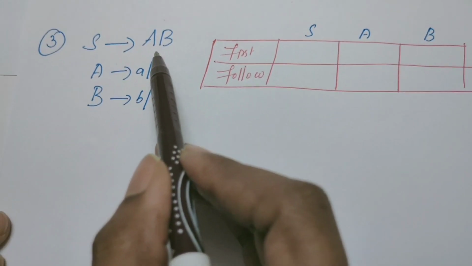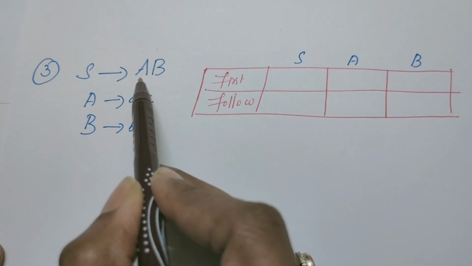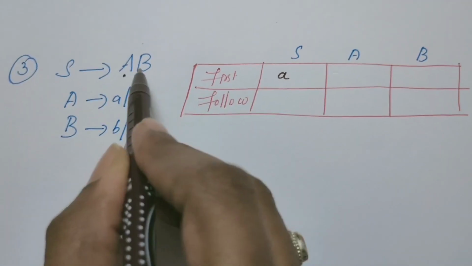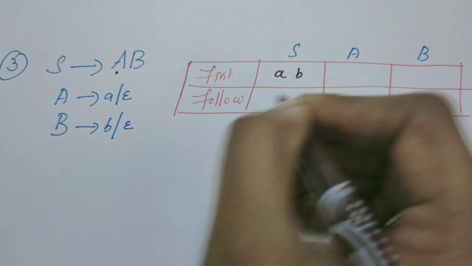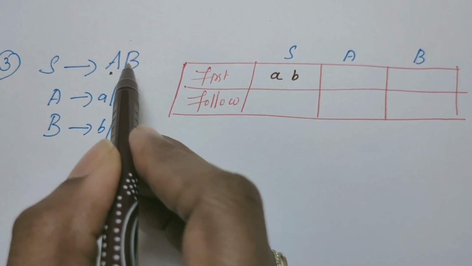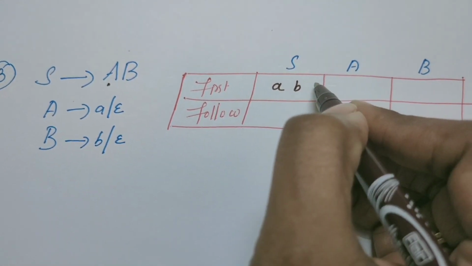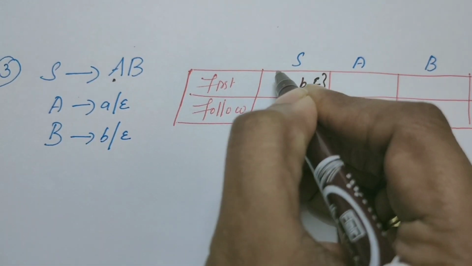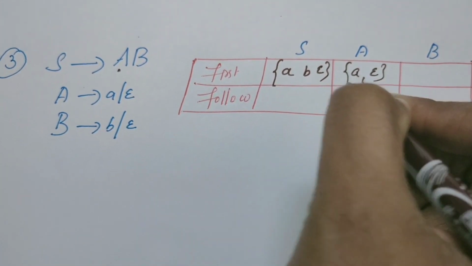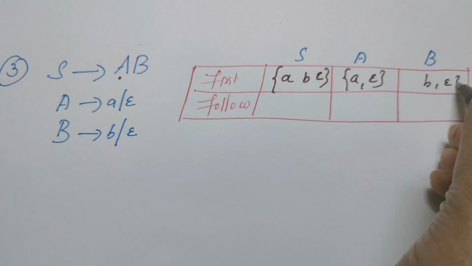What is first of S? First of S is first of A. If A is replaced by epsilon, first of S is first of B, which is B. First of S is epsilon also, because A can be replaced by epsilon, B also can be replaced by epsilon. So first of S is A, B, epsilon. What is first of A? It is A as well as epsilon. First of B is B as well as epsilon.